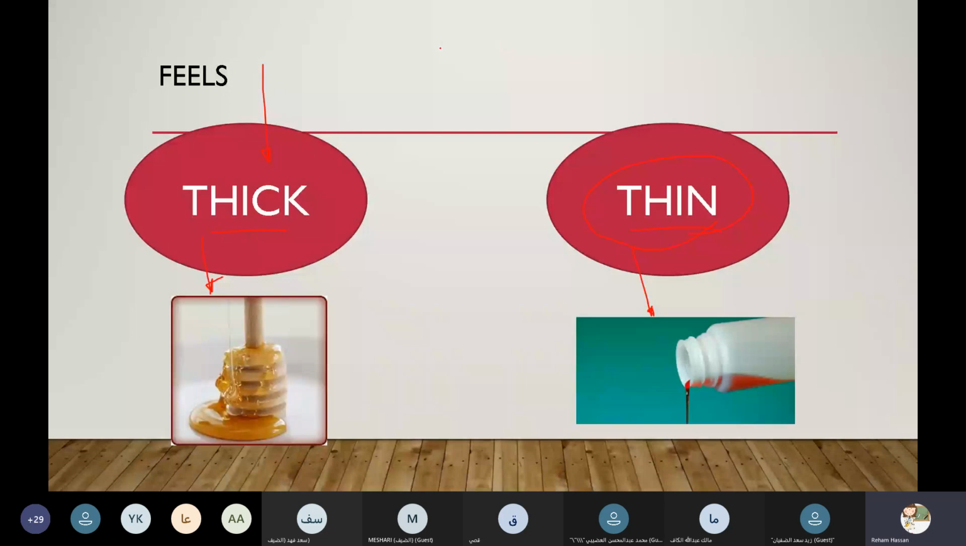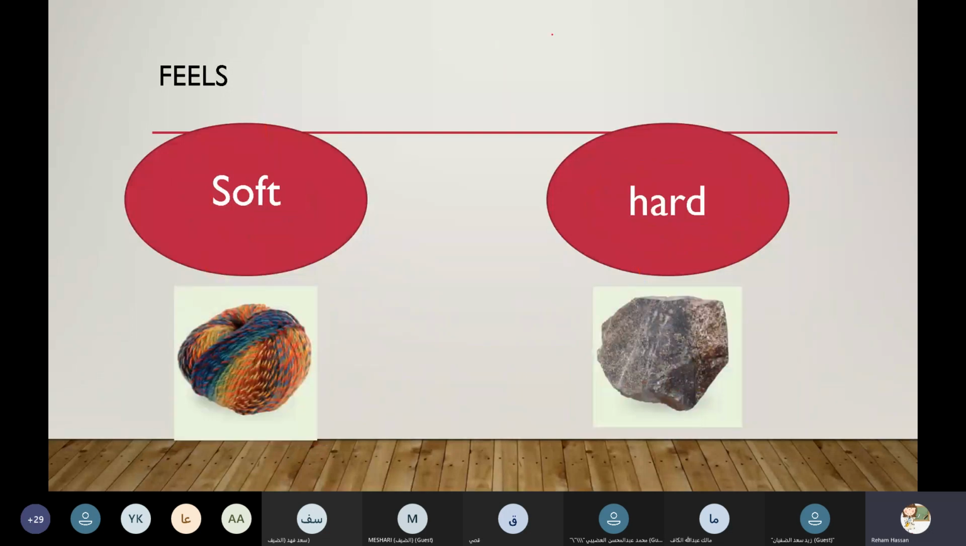So also other matter may be thick or thin. Others feel soft like this. It's soft. And others are hard like these rocks. So some matter feels soft and others feel hard. Okay? Yes, Omar Adil. Tell me, Omar, what about matter? Some matter feels? Soft. Soft and others? Hard. Super boy, Omar. Thank you so much, honey.